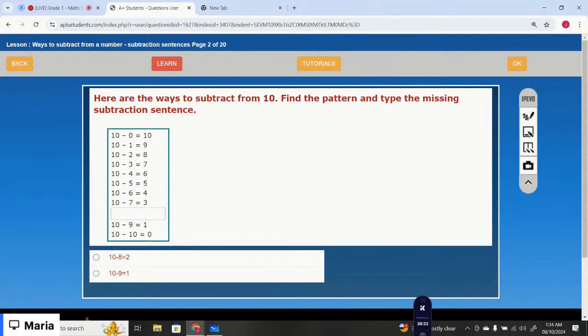Here are the ways to subtract from 10. Find a pattern and type the missing subtraction sentence. So which sentence is missing? You are subtracting from 10, right? So the first number must be 10.